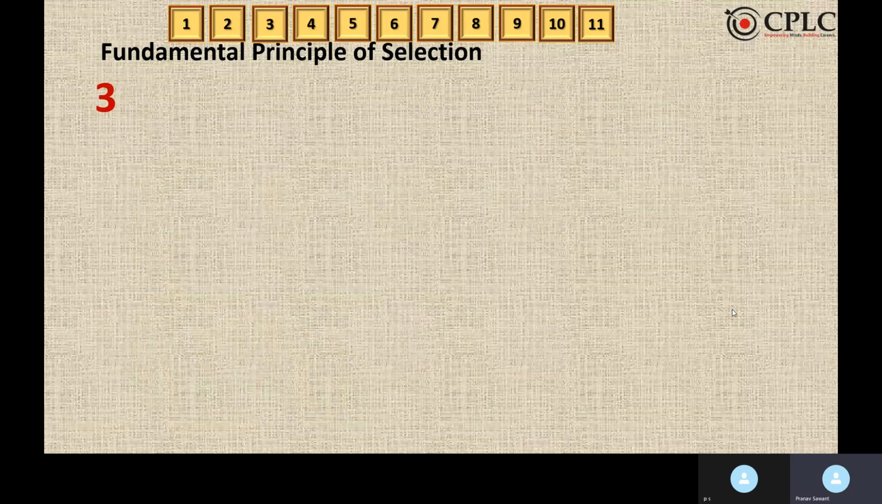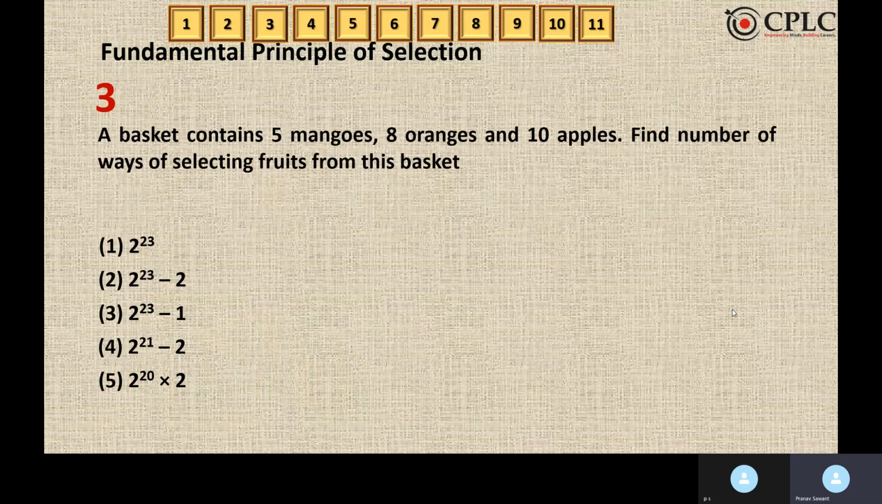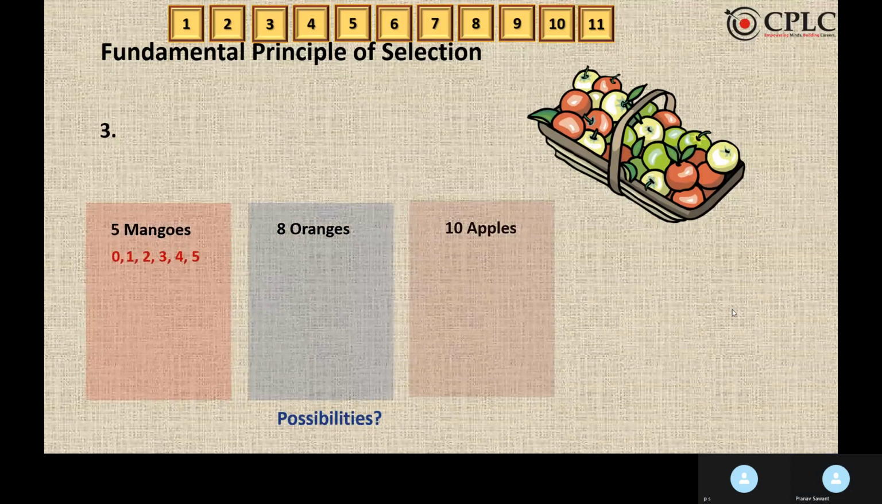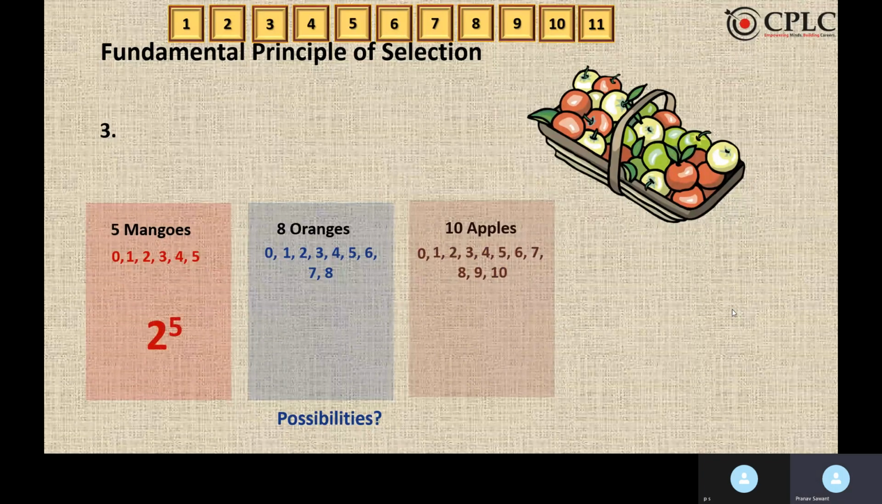Moving to the next question. A basket contains 5 mangoes, 8 oranges, and 10 apples. Find the number of ways of selecting fruits from this basket. 5 mangoes, 8 oranges, and 10 apples. So the number of possibilities of 5 mangoes would be, I'll select 0 mangoes, then I'll select 1, then 2, then 3, then 4, then 5. Similarly goes for 8. Similarly goes for 10 apples.